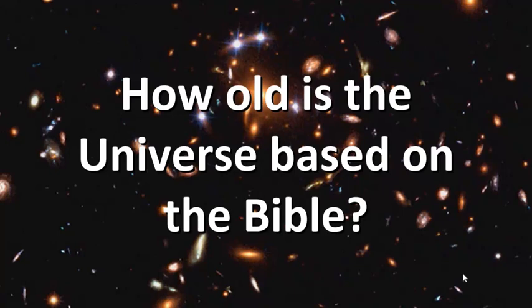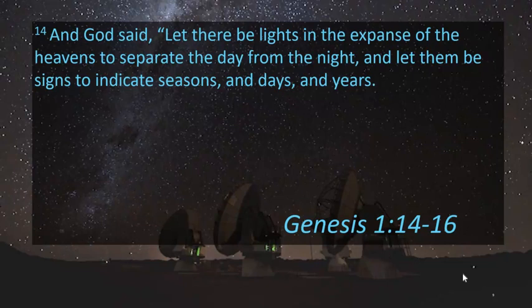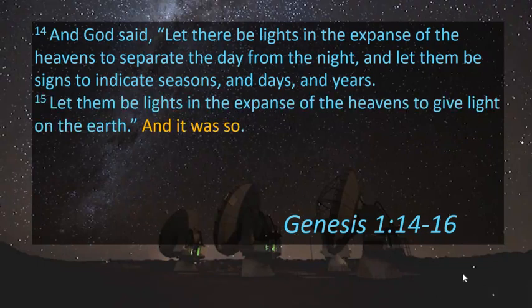First of all, let's answer the question, how old is the universe based on the Bible? The Bible teaches, in the beginning, God created the heaven and earth, in Genesis 1:1. Genesis 1:14 through 16 talks about the stars. And God said, let there be lights in the expanse of the heavens to separate the day from the night, and let them be signs to indicate seasons and days and years. And let them be lights in the expanse of the heavens to give light on the earth, and it was so. So that's the key verse 15. Showing that God brought the light so Adam and Eve could see it. And that'll be key later on.